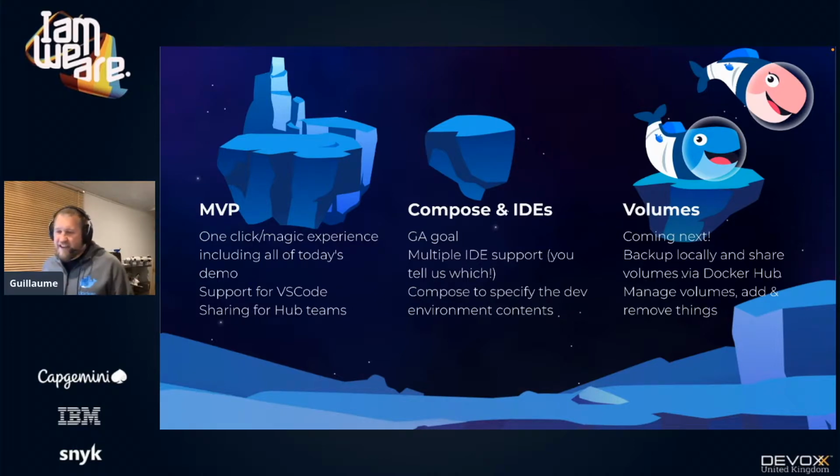And what we expect is to allow you to back up your volumes locally, and also to be able to share a volume, only a volume, and not a full container with something inside it to fake volume sharing. So real volume sharing available with Docker Hub. And of course, add more features to the way we can manage volumes, add and remove things. For example, be able to drag and drop a file between your host and the volume and stuff like that.